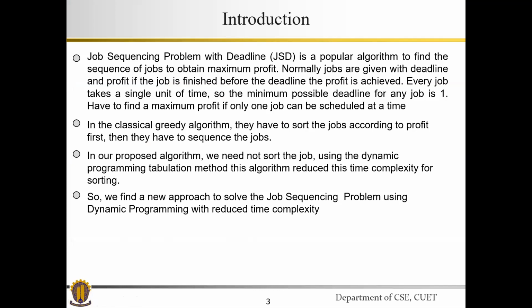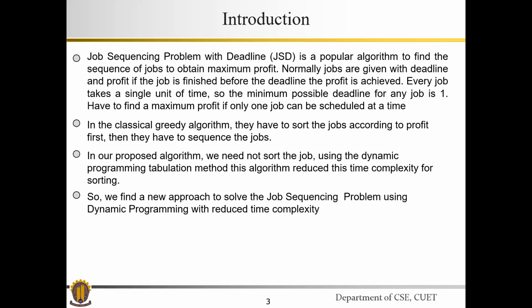The job sequencing problem is a problem where some jobs are given, and every job has a deadline and profit. If the job can be done within the deadline, the profit is achieved. If the job can't be done within the deadline, then the profit can't be achieved. By this process, we have to find the sequence of jobs by doing which we get the maximum profit.